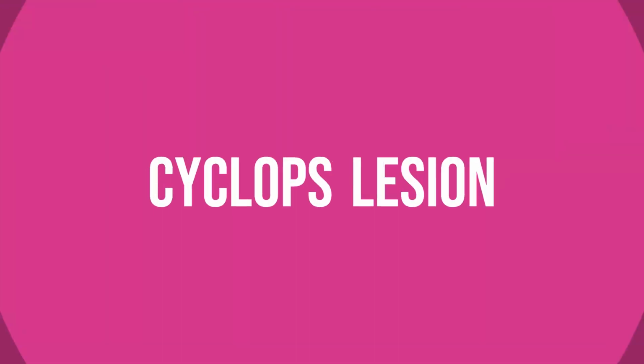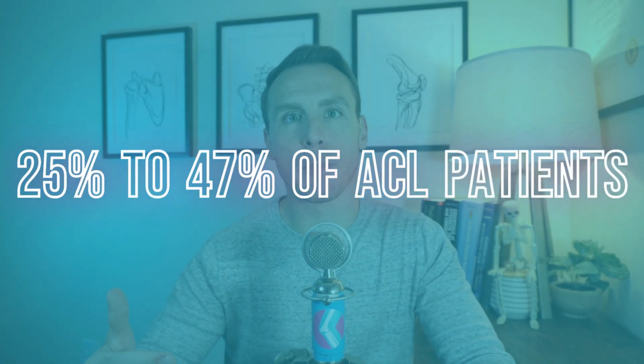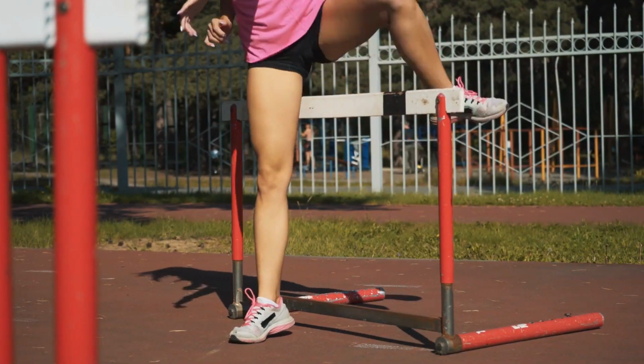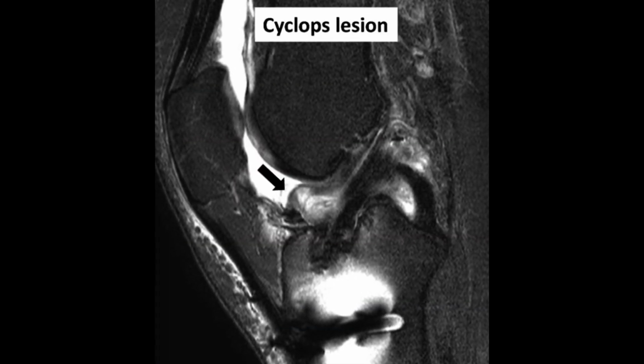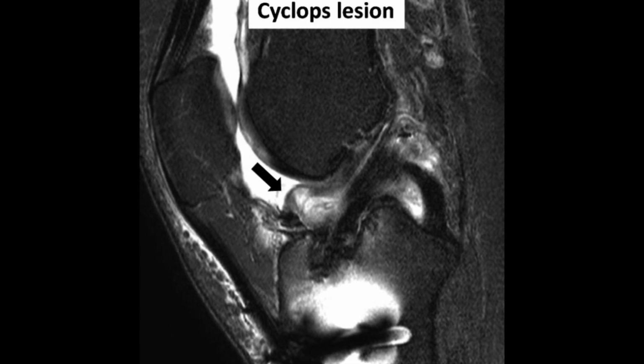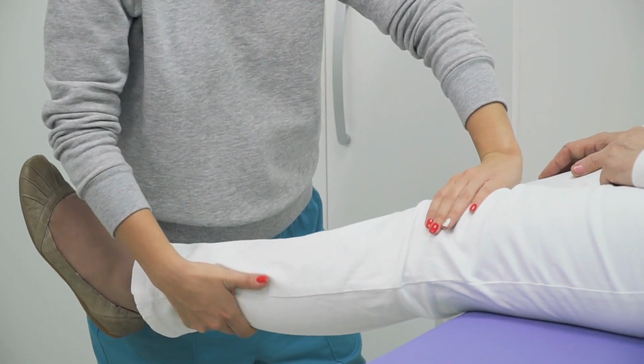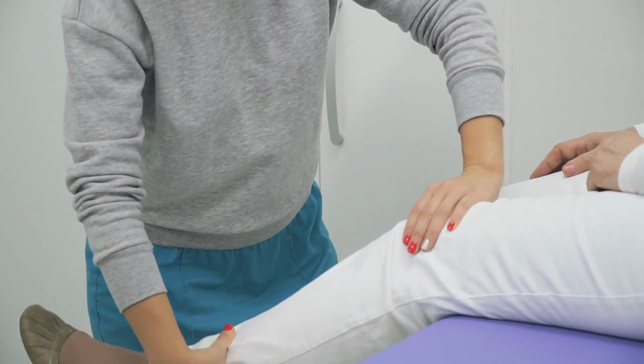Number 4, Cyclops lesion. Cyclops lesions are thought to be the most common complication with ACL reconstructions, occurring in roughly 25% to 47% of individuals. 2 to 10% of these individuals are clinically symptomatic, meaning the obstruction impacts mobility and function. A Cyclops lesion is a fibrous nodule that develops along the front of the ACL graft. One of the hallmark signs of symptomatic Cyclops lesions includes loss of the ability to straighten the knee, as well as painful snapping or catching sensations.